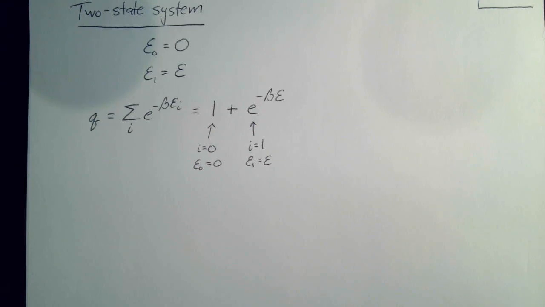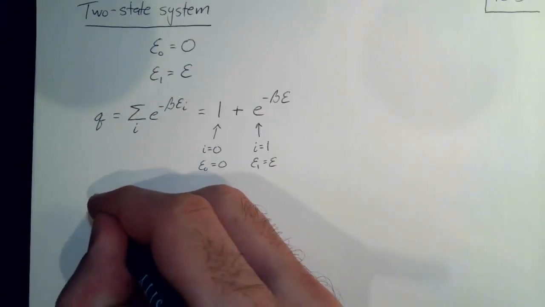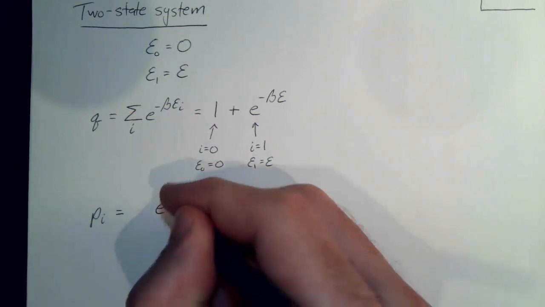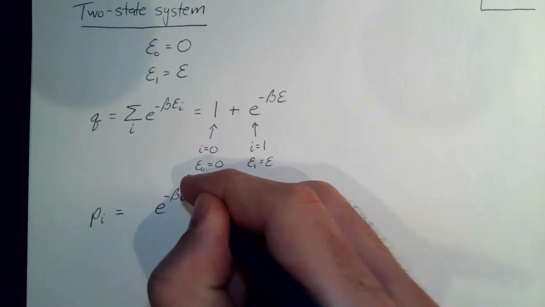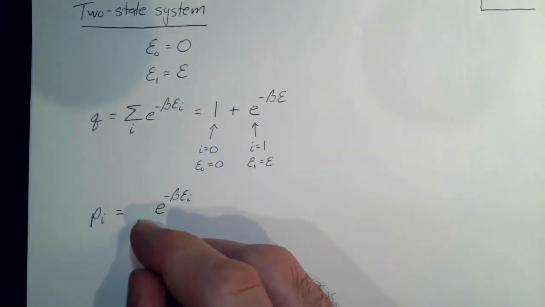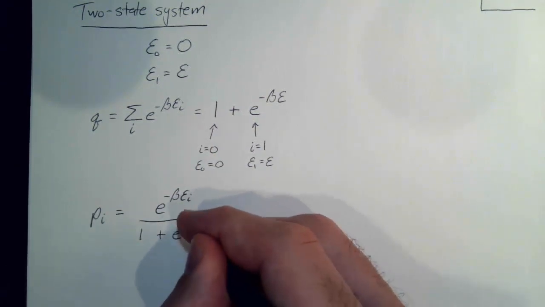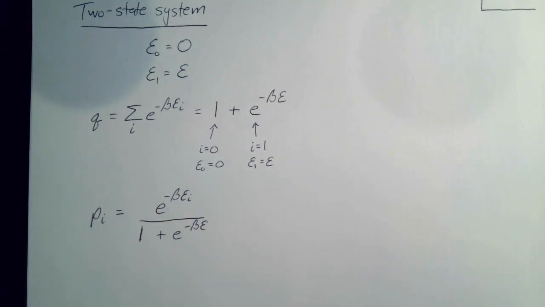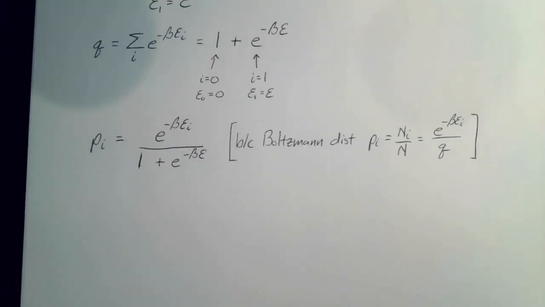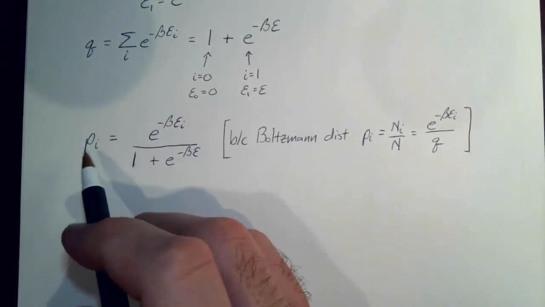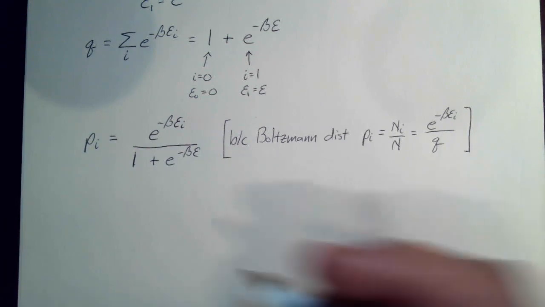Okay, now I can easily find the probability of finding a molecule in state i. That's going to be from the Boltzmann distribution. That is the Boltzmann distribution. And so that's going to look like e to the minus beta epsilon i divided by Q, which is this, 1 plus e to the minus beta epsilon. All right, so now we have the probability of finding a molecule in state i, and we only have two states, so let's find these probabilities for both states.